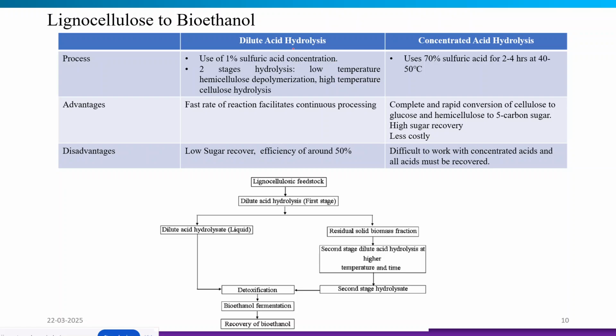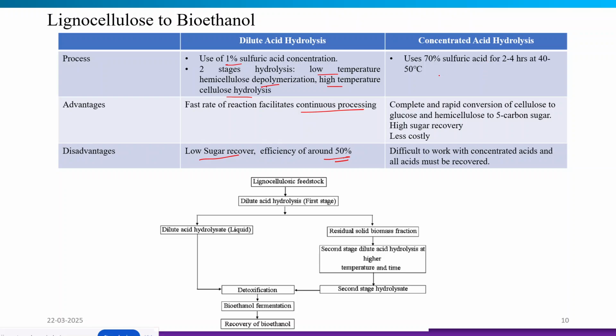So in the dilute acid hydrolysis, we are using 1% sulfuric acid concentration as the process catalyst, and they are following two stages of hydrolysis. First one follows low temperature hemicellulose depolymerization, and then it follows high temperature cellulose hydrolysis, where it has advantages like fast rate of reaction and facilitates continuous processing, but the disadvantage is low sugar recovery, around 50% is the limitation.